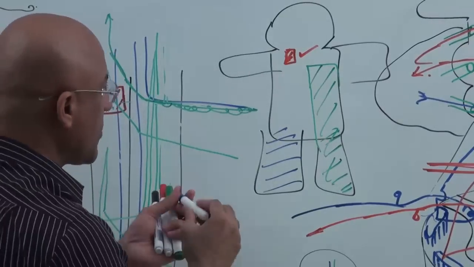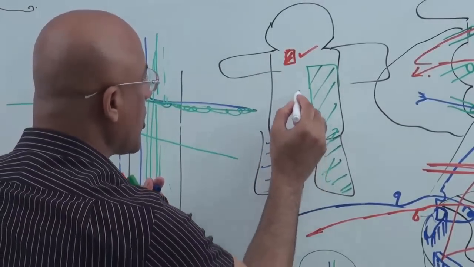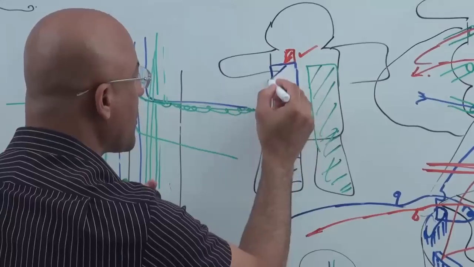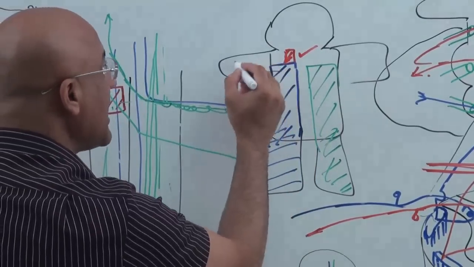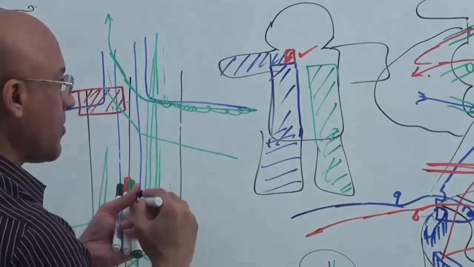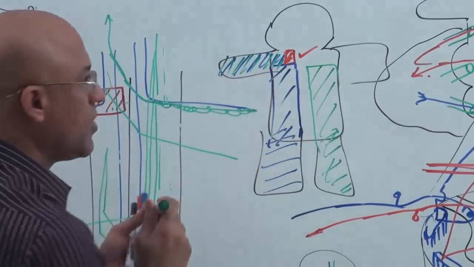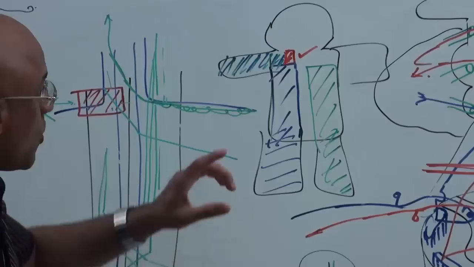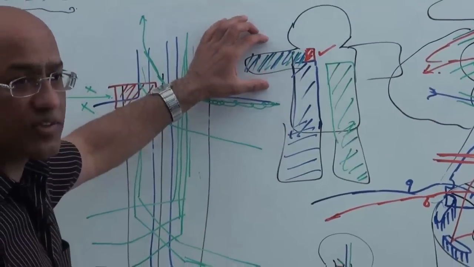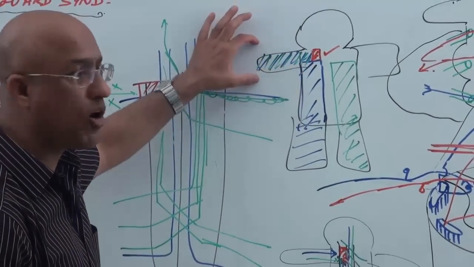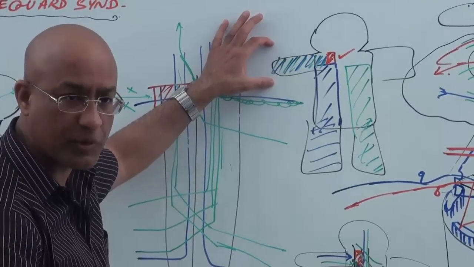right? But this dorsal column sensations are lost up to the level of lesion plus in the level of lesion also. And at the level of lesion, pain and temperature ipsilaterally is also lost. So what is the important point? We have already discussed it so many times. At the level of lesion, all sensations lost, complete anesthesia, ipsilaterally.